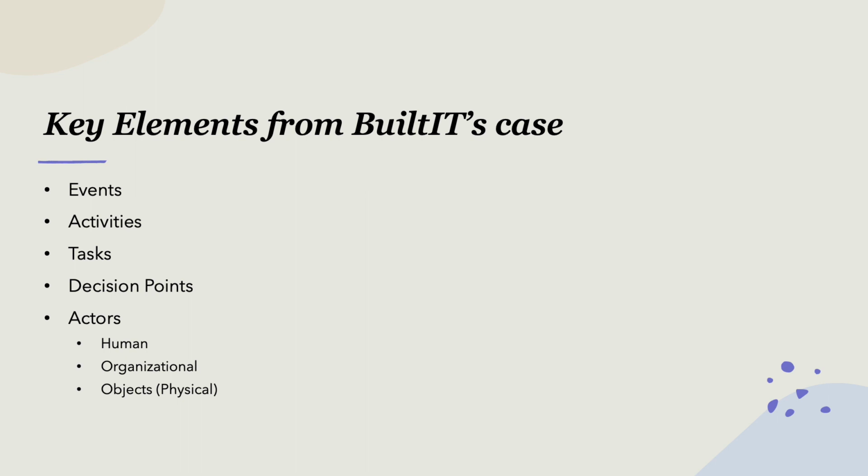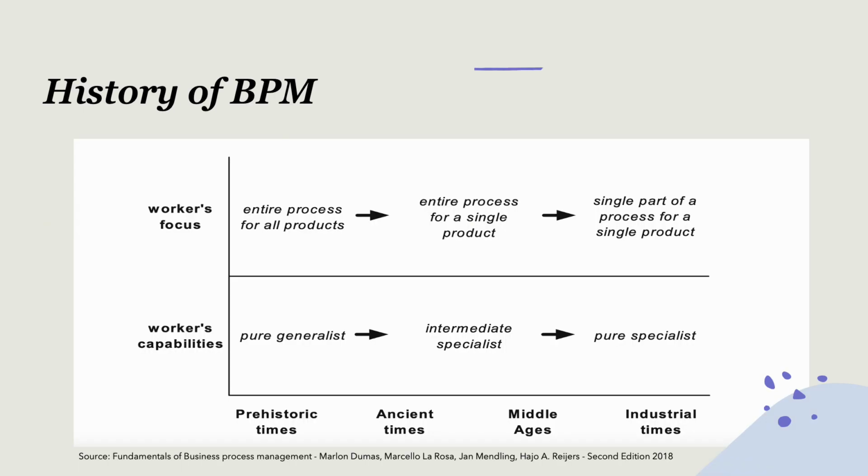Actors are people or entities involved in carrying out either individual smaller tasks or the whole group of tasks called the activity, and they can be human, organizational, or physical. By understanding these components, we can better visualize and manage how work flows within any organization, ensuring efficiency, consistency, and achieving our goals. Now we'll explore the origins and evolution of BPM. Understanding its historical background will help us appreciate its significance in modern organizations.